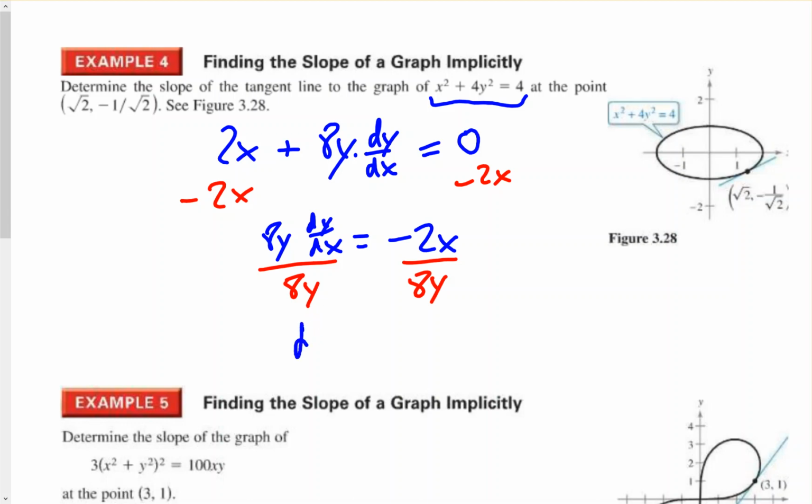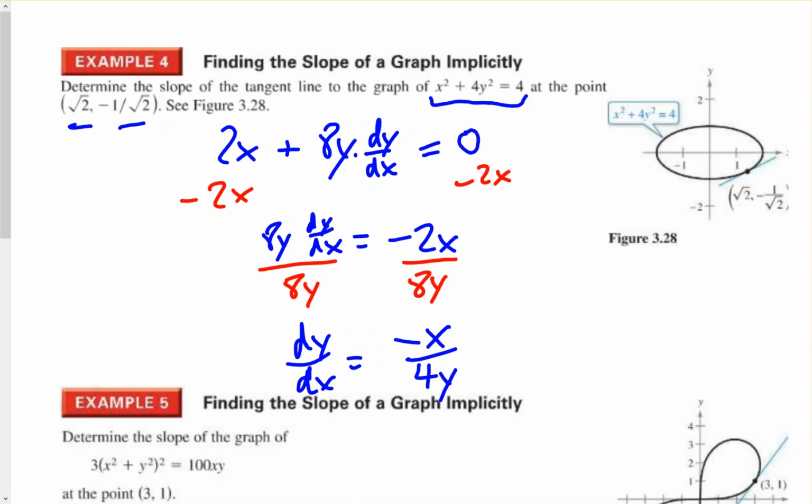So we have dy/dx equal to, you could reduce between the 2 and the 8, divide by 2, so we have negative x over 4y. Okay, and then the slope of the tangent line, so they want you to figure out the slope, only the slope, and they give you the pair of xy values. Just plug it in now.